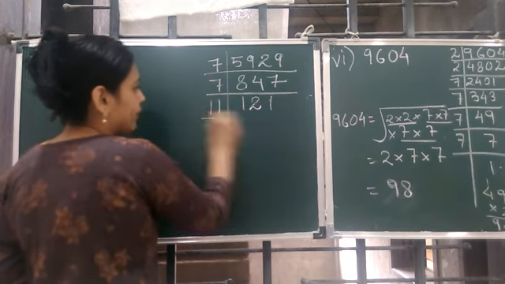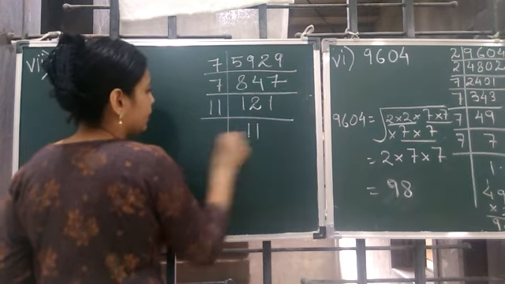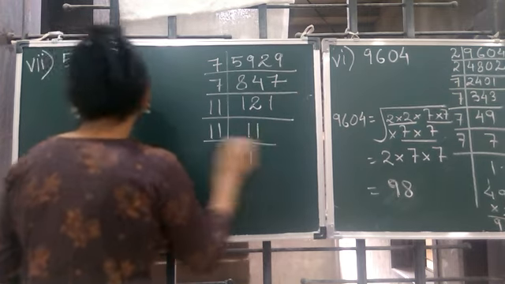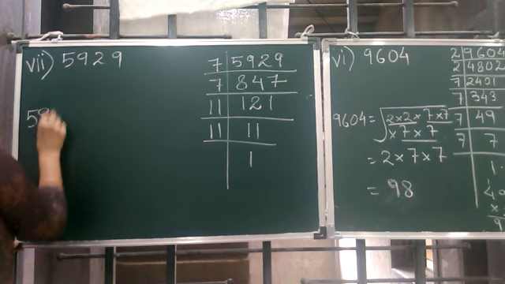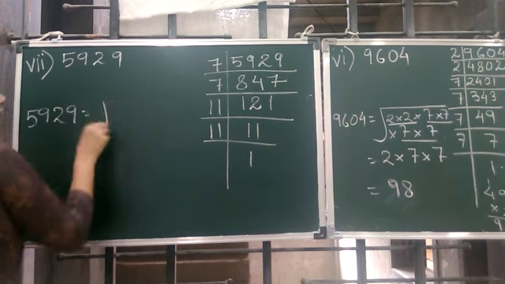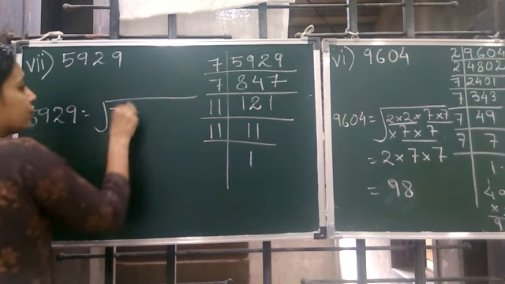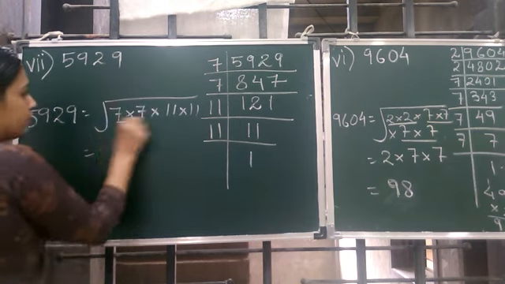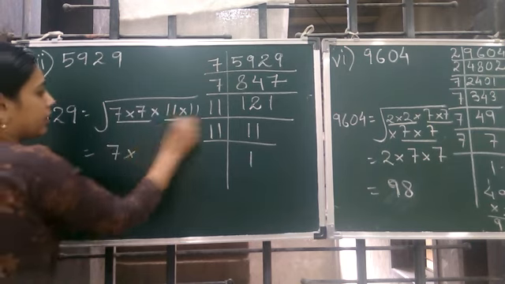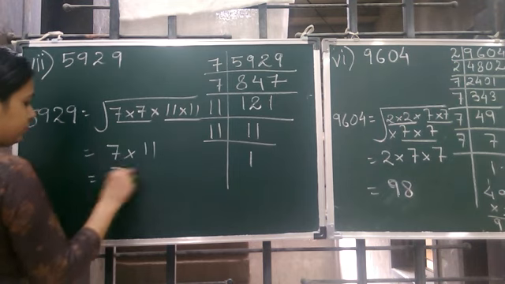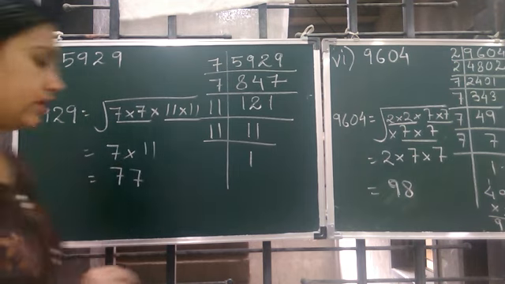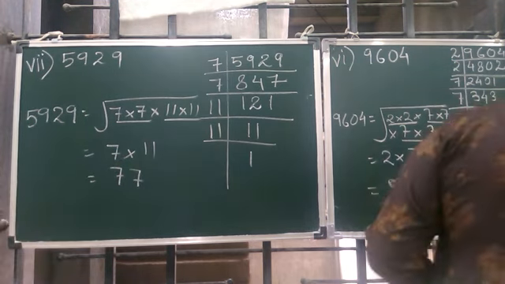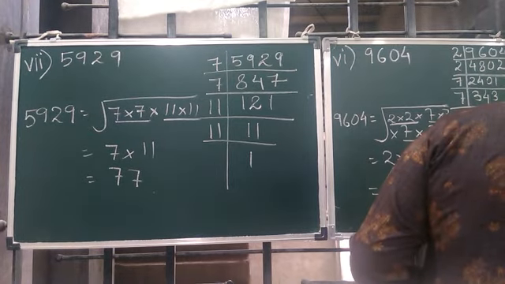It will go by 11. 121 goes by 11. 11 11s are 121. So the square root of 5929 is 7 into 7 into 11 into 11. This is 7 and this is 11. 11 7s are 77. So this is the seventh question which we have completed, the seventh part.